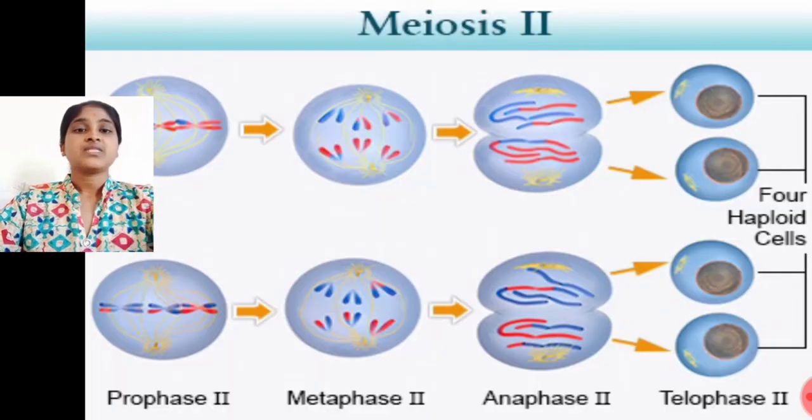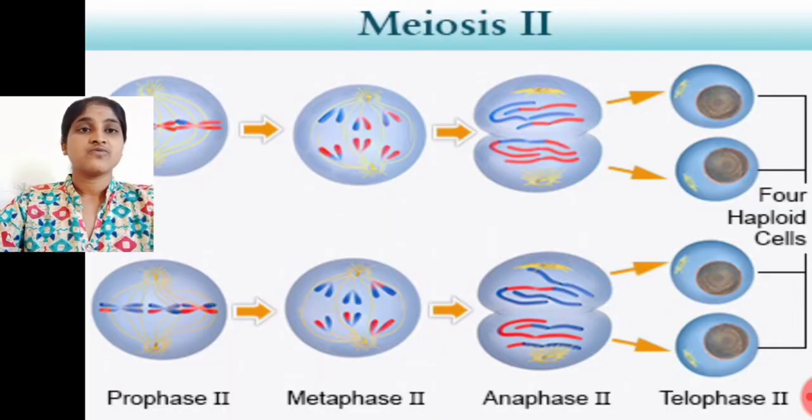Next, this is the diagrammatic representation of meiosis second: prophase, metaphase and telophase. How it is formed? Finally, we get four haploid daughter cells.